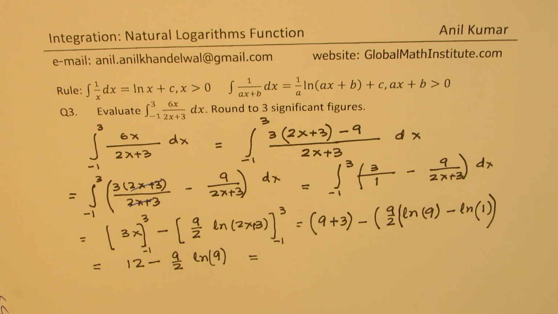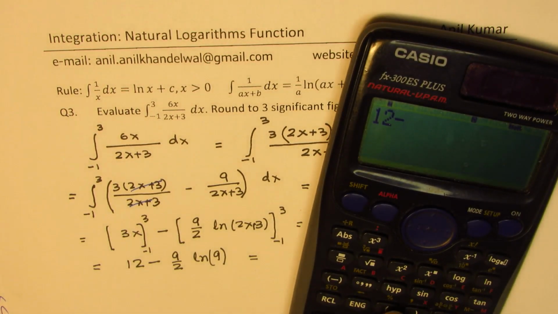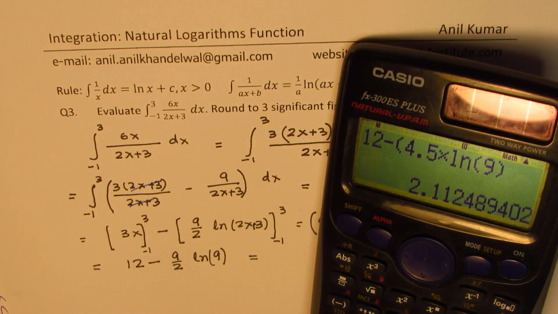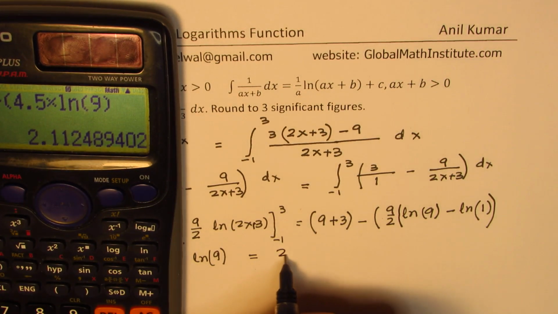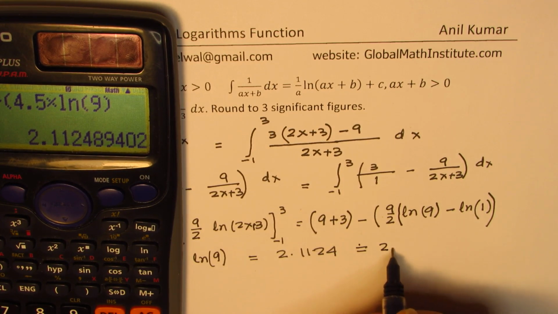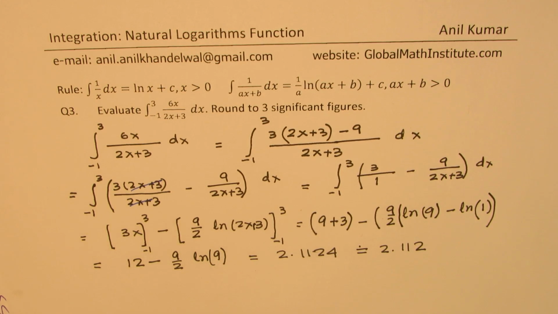So let's calculate the exact value. We have 12 minus, within brackets, 9 divided by 2, which is 4.5, times ln 9. And that is equal to 2.1124. Rounding to 3 significant figures, we get 2.11. Is that clear to you? So that is how we are going to write our answer. I hope that makes sense.